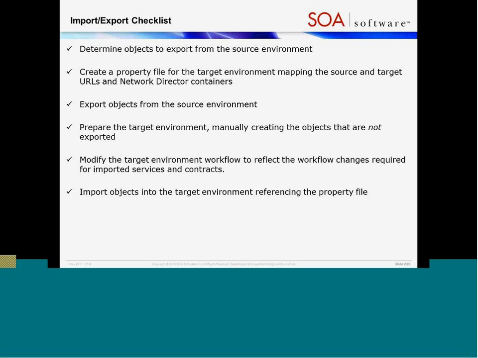You'll need to modify the workflow, if you are using workflow, with the changes that are required once objects are imported into the target environment. Because workflow may change, right, when you go from development to QA. You may need approvals or you may need more approvals once you start moving into those higher environments. Workflow may need to change to reflect what is required or to activate those contracts. In the target environment, you write the property file that does all the mapping between the source and the target URL and container instance names.